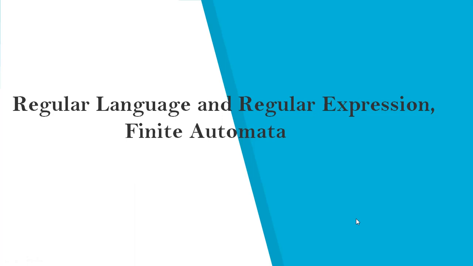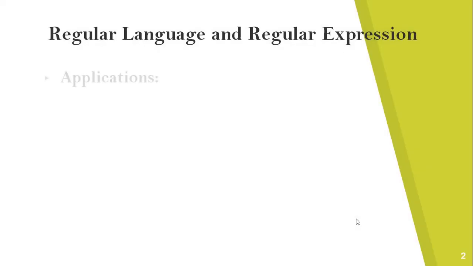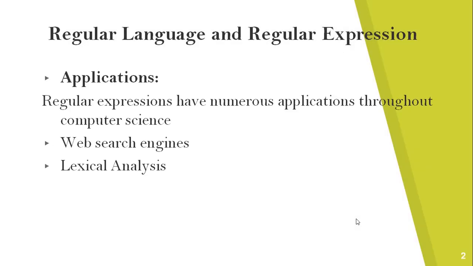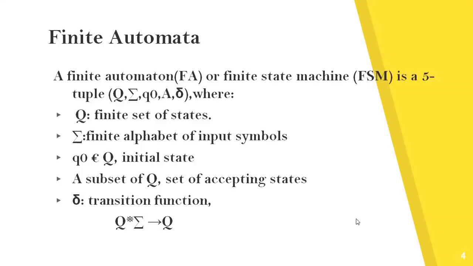In the previous session we discussed regular languages and regular expression applications, as well as we started discussion on one kind of computational model, which is nothing but the finite automata. In that we discussed the definition of the finite automata, what the finite automata is, and so on. So finite automata is nothing but it is a five tuple machine.